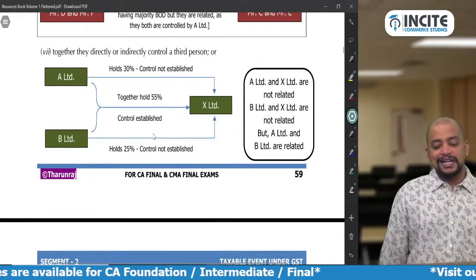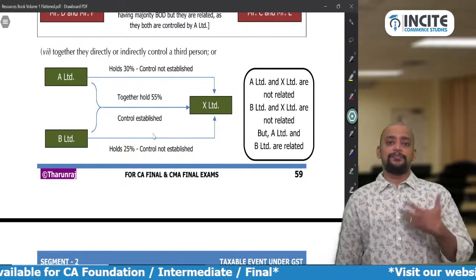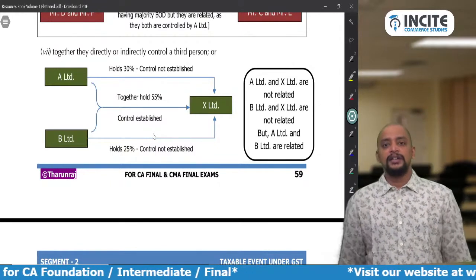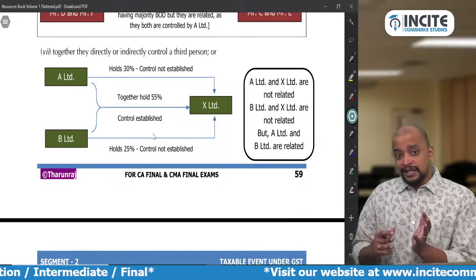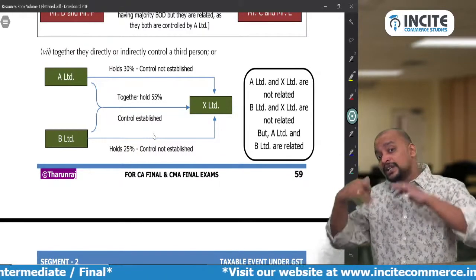Together, they directly or indirectly control a third person. What is this? Independently, they are not controlling. But together, they are controlling.